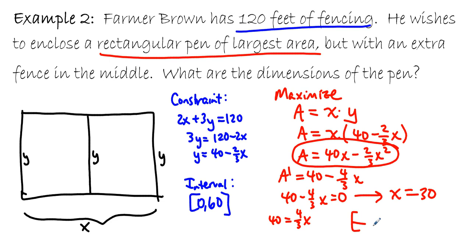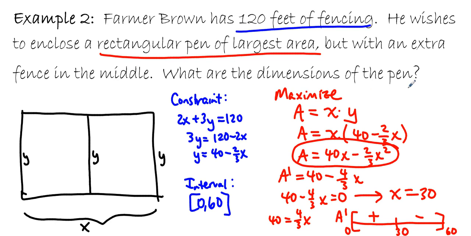So what does that tell us? Here's our number line. It's a number line for A prime. On 0 to 30, the derivative is positive. On 30 to 60, the derivative is negative. So A prime changes from positive to negative at 30. So x equals 30 is where a max occurs. The max does not occur at 0. Function increases on 0 to 30. The max is not at 60. Function decreases between 30 and 60.